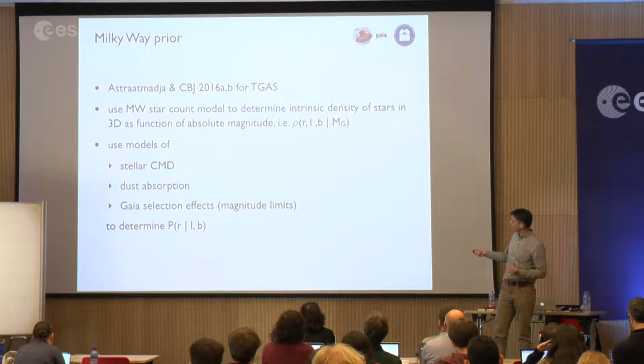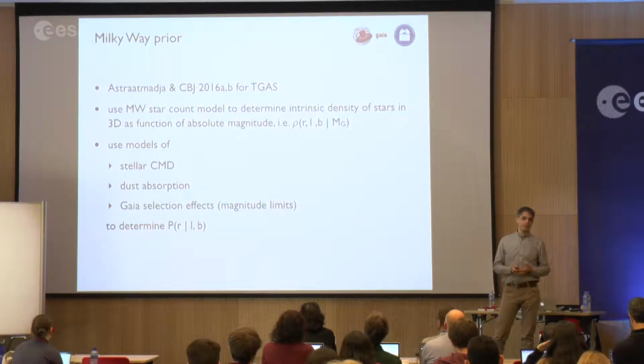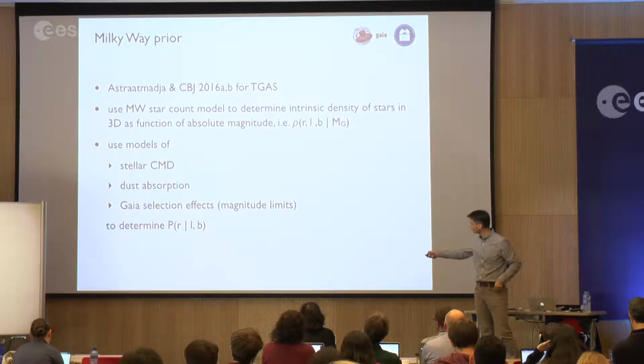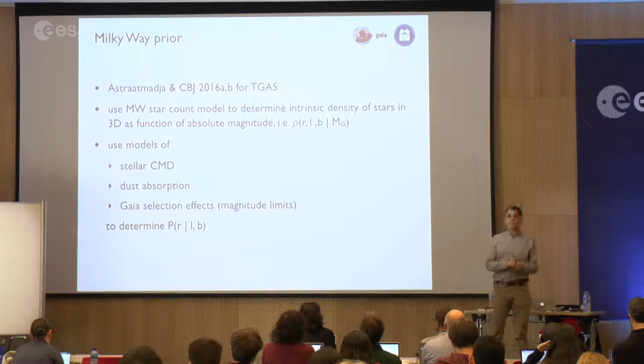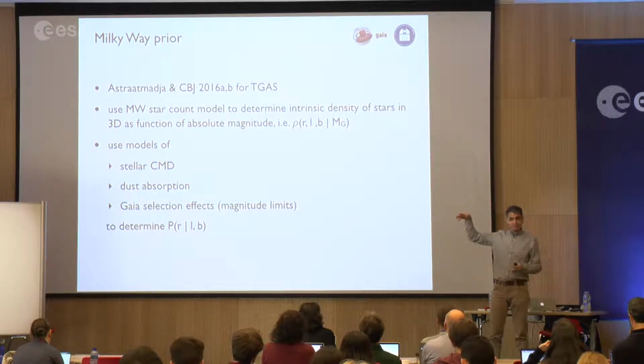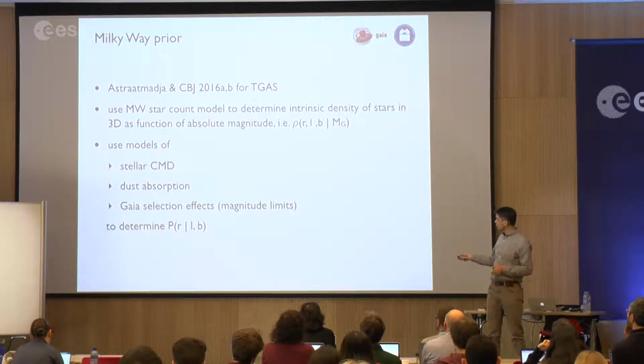And then we use models of the stellar color magnitude diagram, dust absorption, and the Gaia selection effects to effectively convert an absolute magnitude into a probability distribution over the apparent magnitude, and from that also over the distance. Ultimately what you want to get from this is a prior over the distance, of course, but which is a function of galactic longitude and galactic latitude.